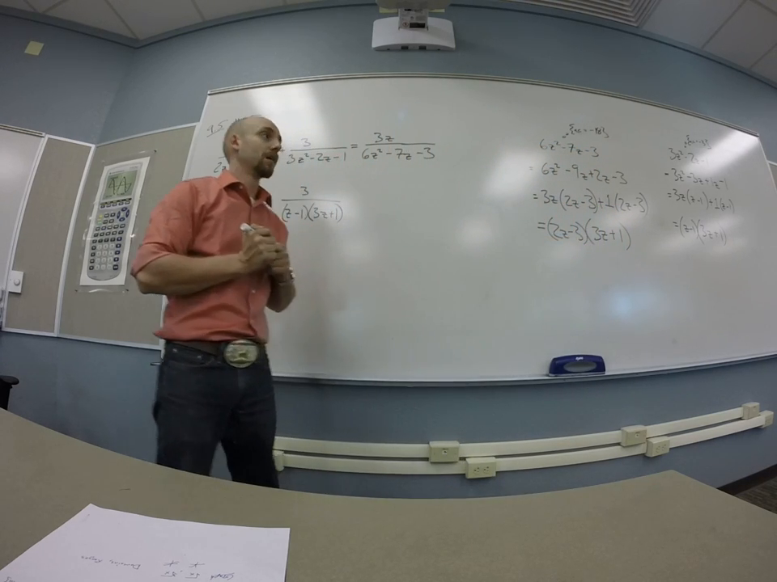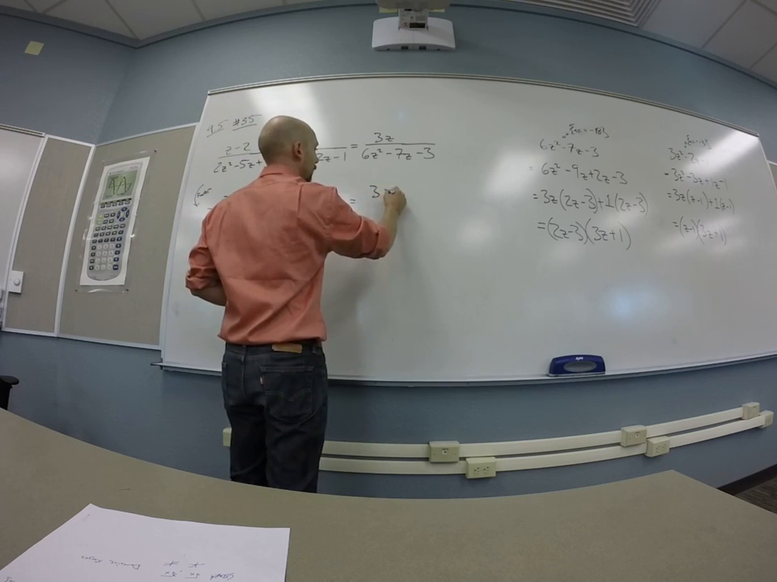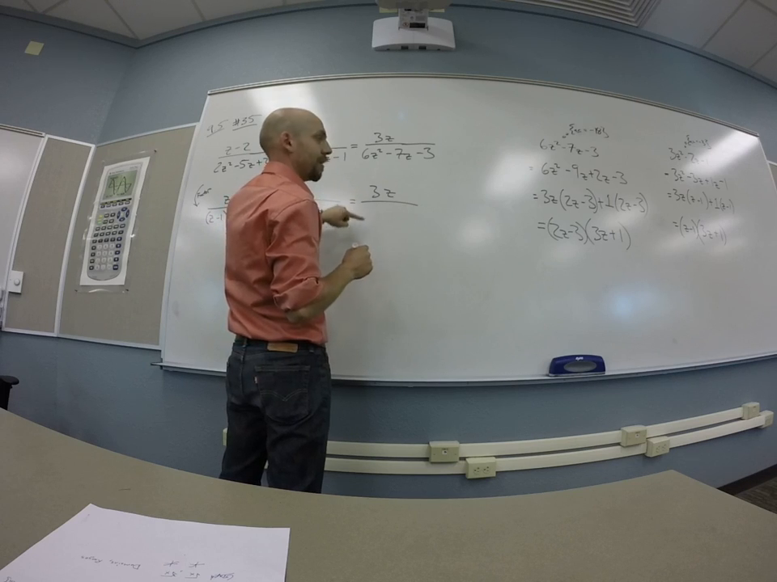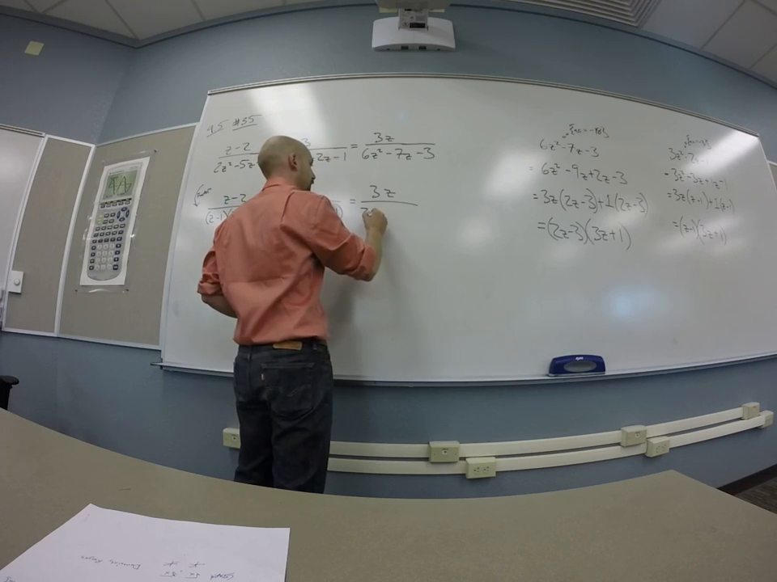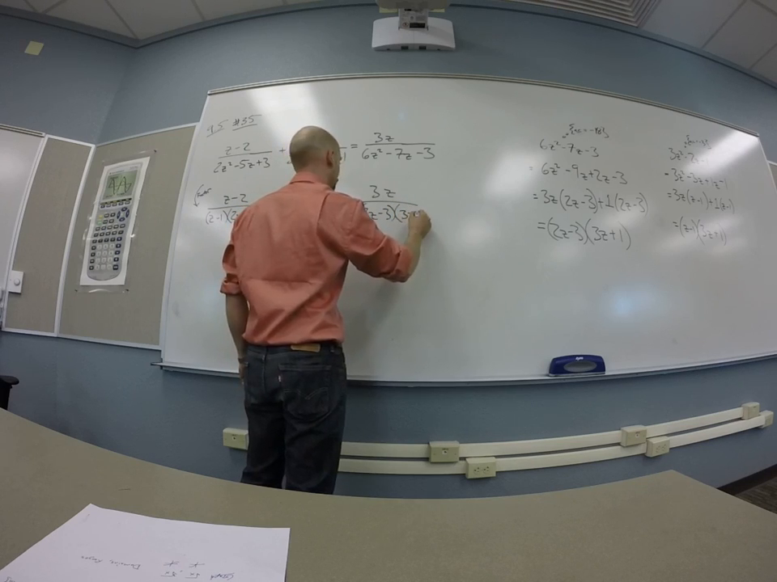Okay, all right, so the stuff I've been working with on the left equals 3z over 2z minus 3 times 3z plus 1.